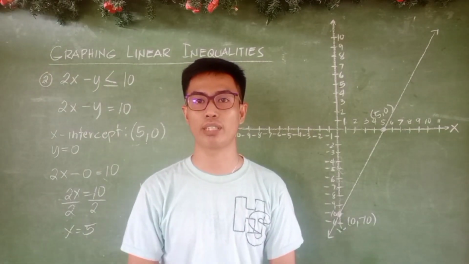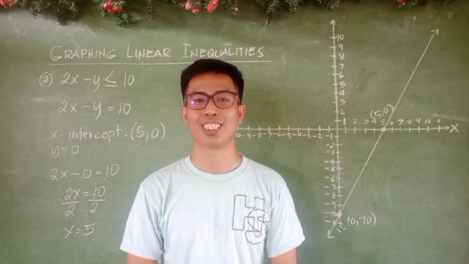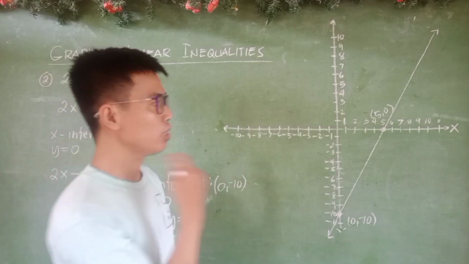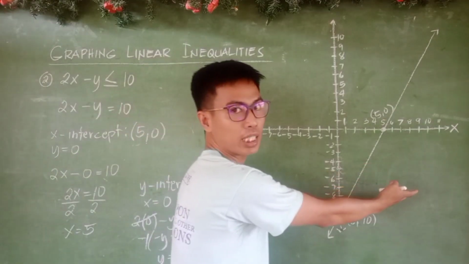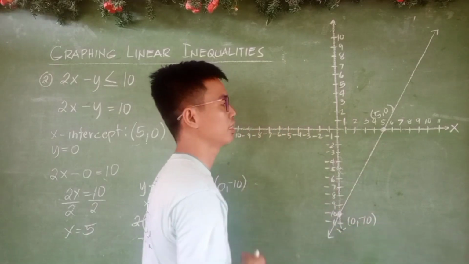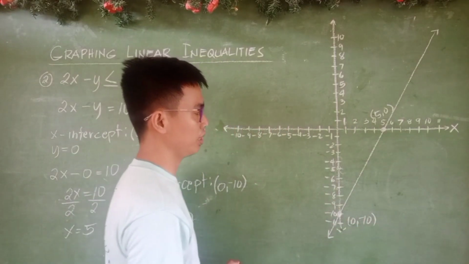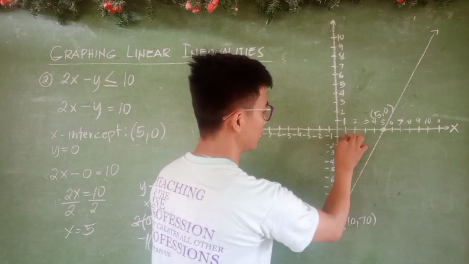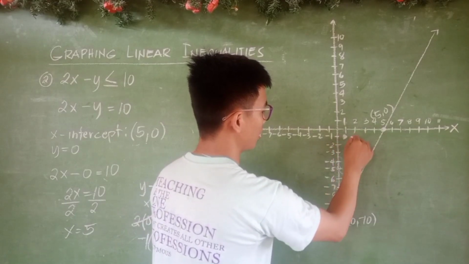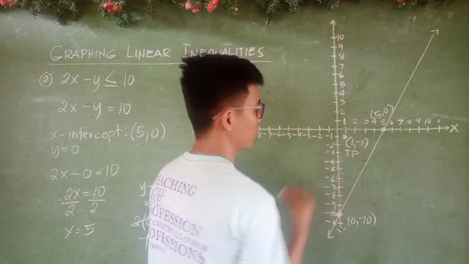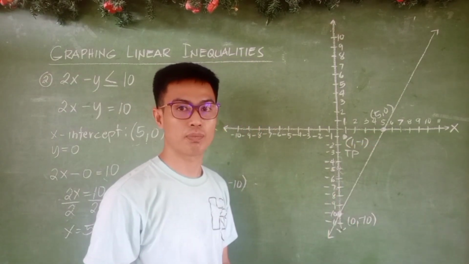So, hanap ulit tayo ng test point dito sa ating graph. So, dun sa una natin example, dito tayo kumuha ng test point. Ngayon, dito naman tayo kumuha sa kabilang side. So, ang kukunin natin test point is, para mas madali, yung 1, negative 1. So, our test point is 1, negative 1.